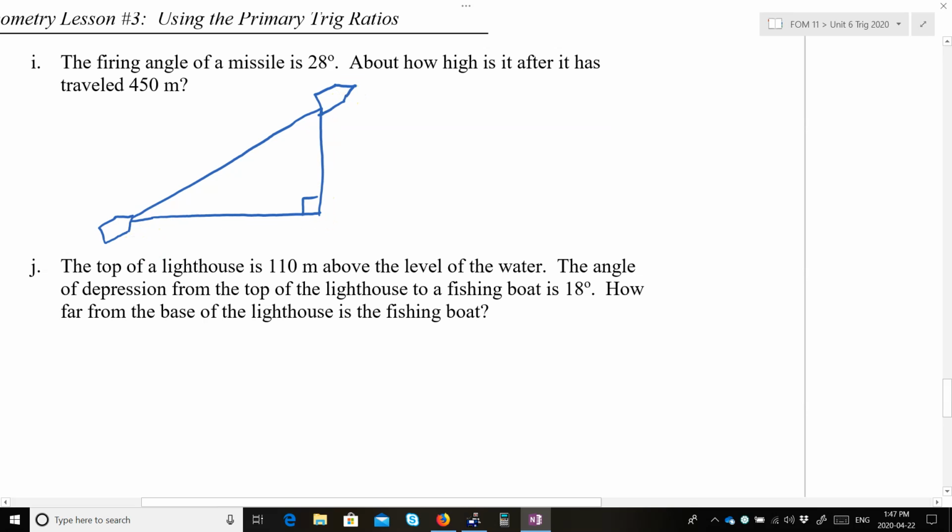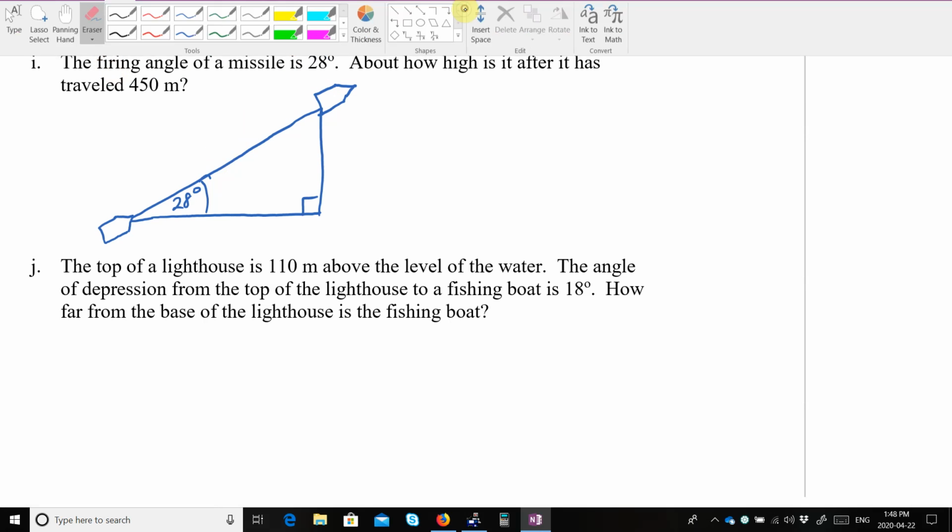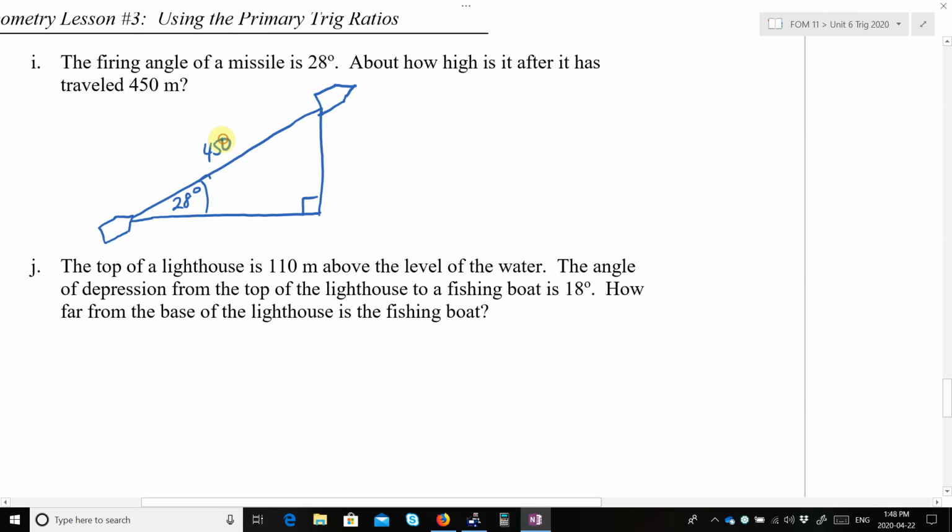There's our 90-degree triangle. The firing angle of a missile is 28 degrees. Okay, so it's fired at 28 degrees above the horizontal. How high is it after it has traveled 450 meters? Okay, so the missile travels along that diagonal line, 450 meters. Okay, and we want to know, after it has gone this 450 meters, how high is it? So h.